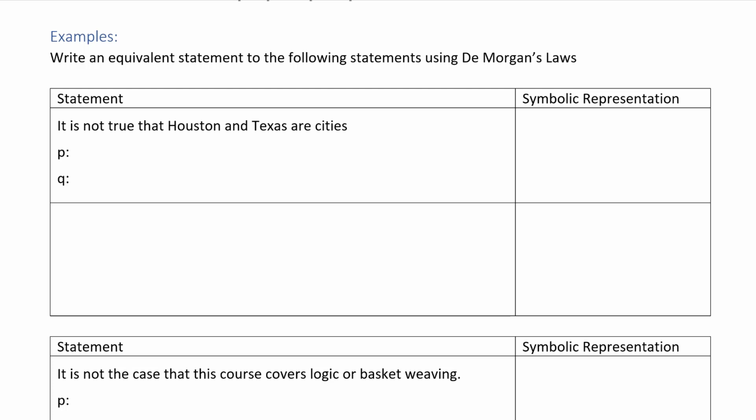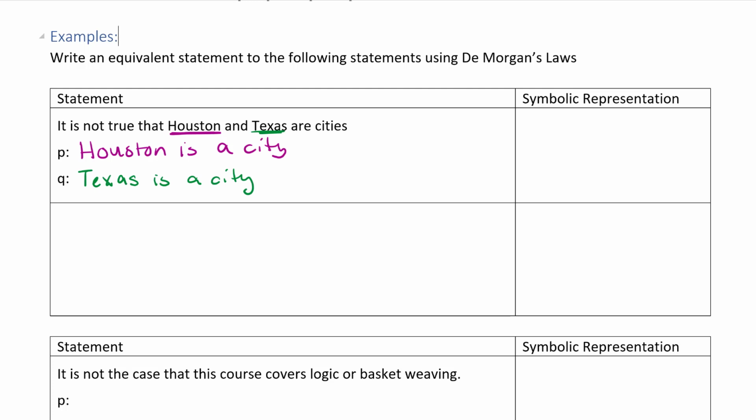Now we are going to do some examples by writing equivalent statements using De Morgan's laws. So our first statement is, it is not true that Houston and Texas are cities. My P statement is going to be Houston is a city, okay? And then my Q is Texas is a city. So we're going to write this in our symbolic notation.